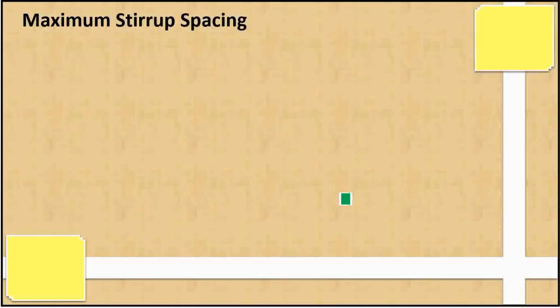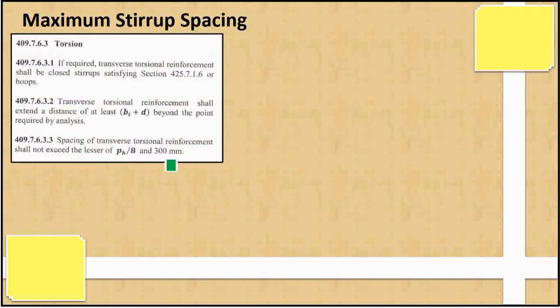Okay, so punta naman tayo ngayon sa concept ng maximum stirrup spacing. So, katulad ng shear, meron din tayong maximum stirrup spacing considering torsion. So, given siya by these two formulas, yung Ph over 8 and yung 300 mm. So, yun lang yun. Spacing of transverse torsional reinforcement shall not exceed the lesser of Ph over 8 and 300 mm. So, mamaya, kapag nag-solve na tayo, makikita natin kung paano natin gagamitin yung maximum stirrup spacing formulas and yung spacing na nakuha natin considering yung minimum area of torsional reinforcement. Okay? Pero ngayon, pumunta tayo sa last concept na i-discuss natin for the torsional reinforcement.